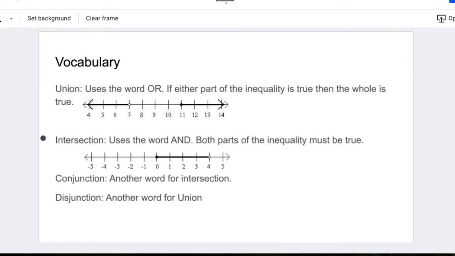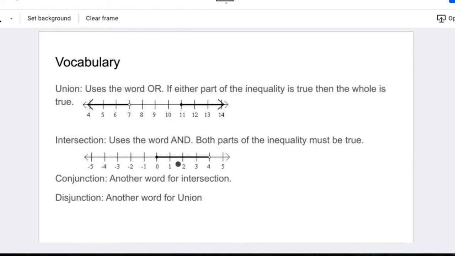So we did some vocabulary before. We're just going to check up on that. A union is a compound inequality that uses the word or. So if either part of the inequality is true, then the whole thing is true. And the graph usually looks like two rays going away from each other. Not always, but this is usually what it looks like.